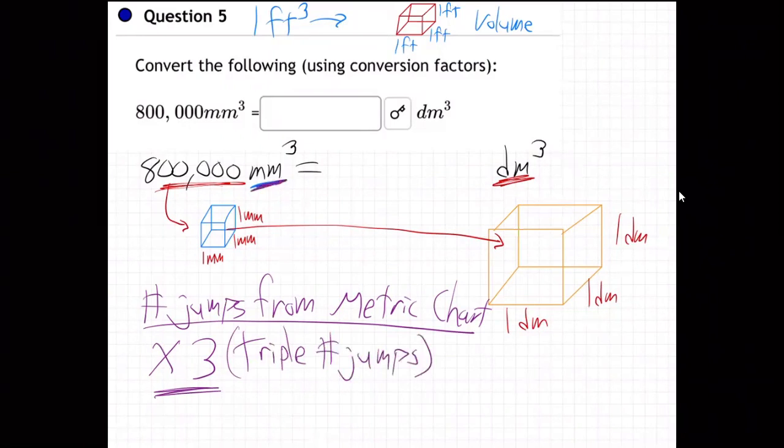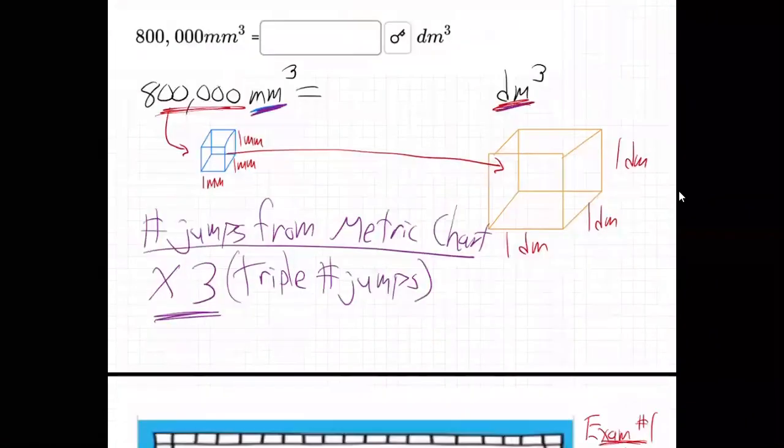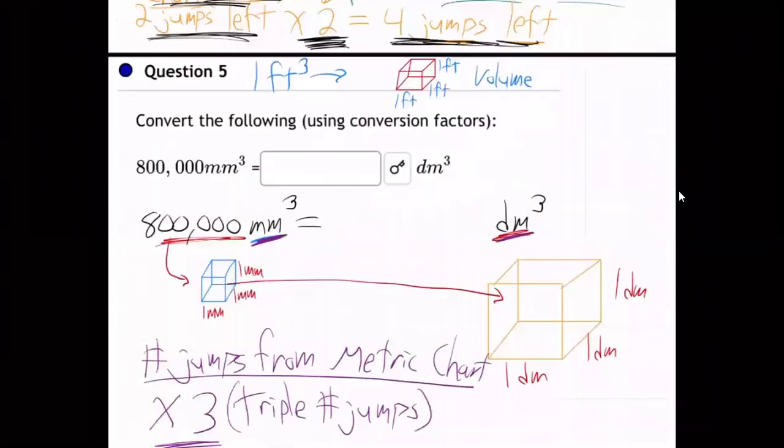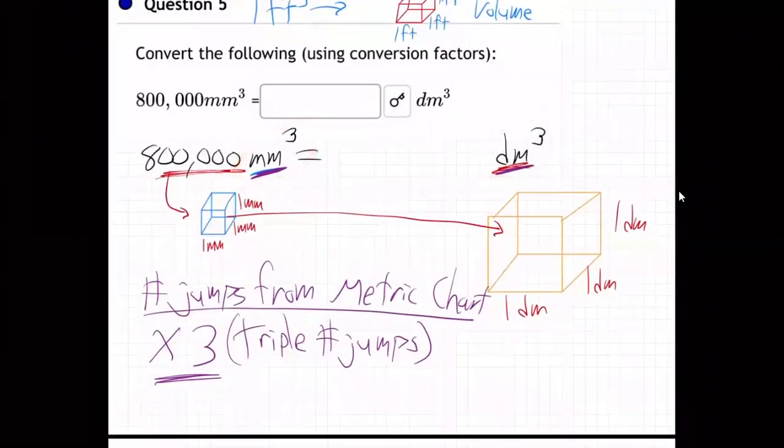We're going from cubic millimeters to cubic decimeters. Let's go find it. Cubic millimeters is millimeters right here. Oh, it's 2 jumps back. From millimeters to deci. It's deci, not deca. So it's 2 jumps to the left, from milli back to deci.